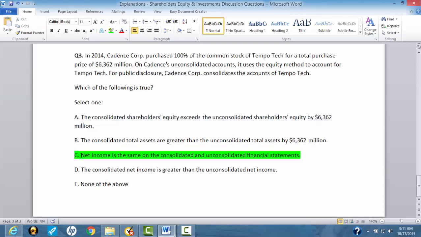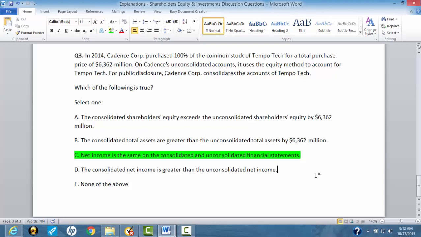Let's look at B. Consolidated total assets are greater than unconsolidated total assets by 6362. That cannot be true because we combine the assets of Cadence with the assets of Tempotech in the consolidated financial statements. So the difference between the consolidated total assets and unconsolidated total assets should be the assets of Tempotech, not the equity of Tempotech. So that also is incorrect.